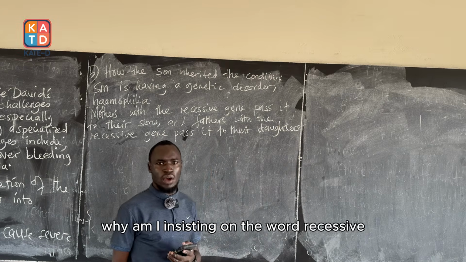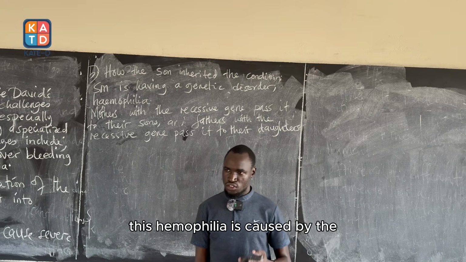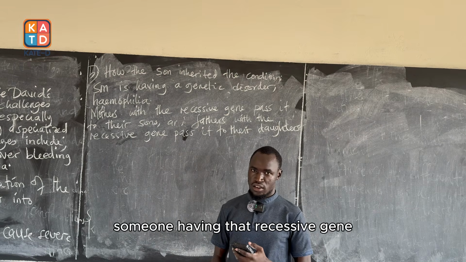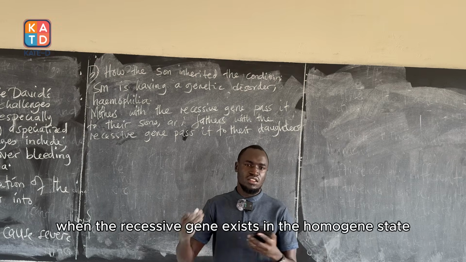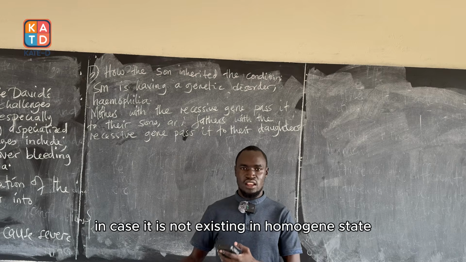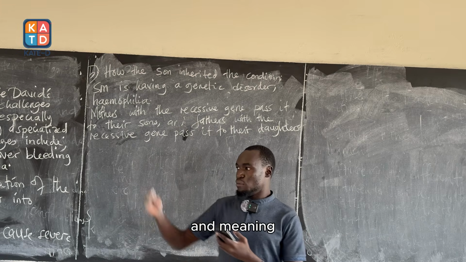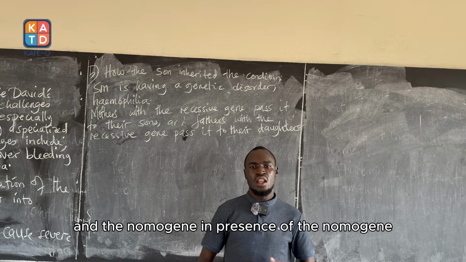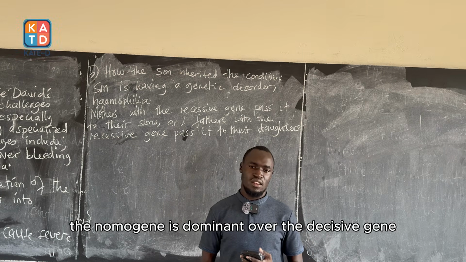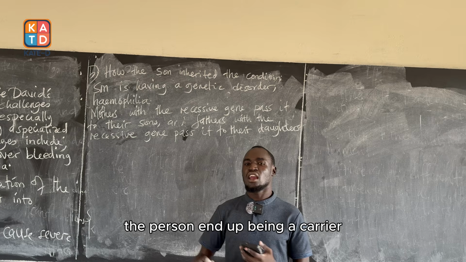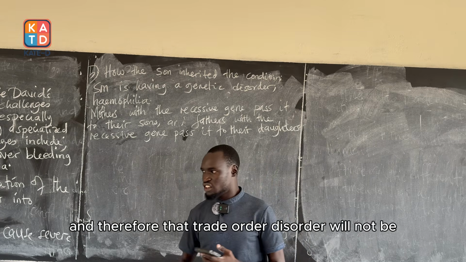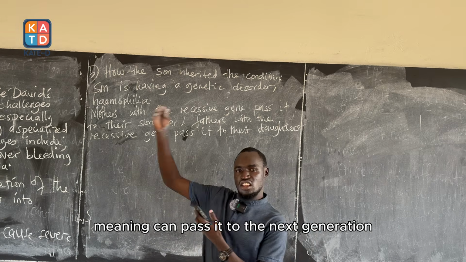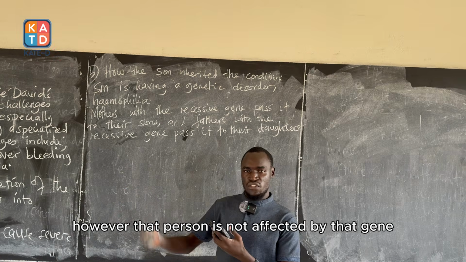Why am I insisting on the word recessive? This hemophilia is caused by someone having that recessive gene, and it's only manifested when the recessive gene exists in the homozygous state. In case it's not existing in the homozygous state, meaning that person has the recessive gene and the normal gene, the normal gene is dominant over the recessive gene. For that kind of person, the person ends up being a carrier, and therefore the trait or the disorder will not be manifested, but the person will be a carrier, meaning can pass it to the next generation. However, that person is not affected by that gene.